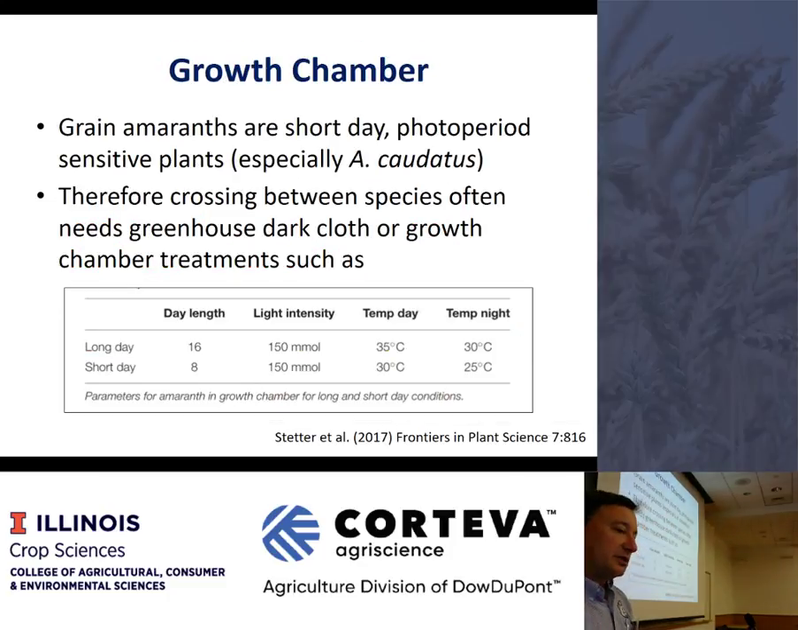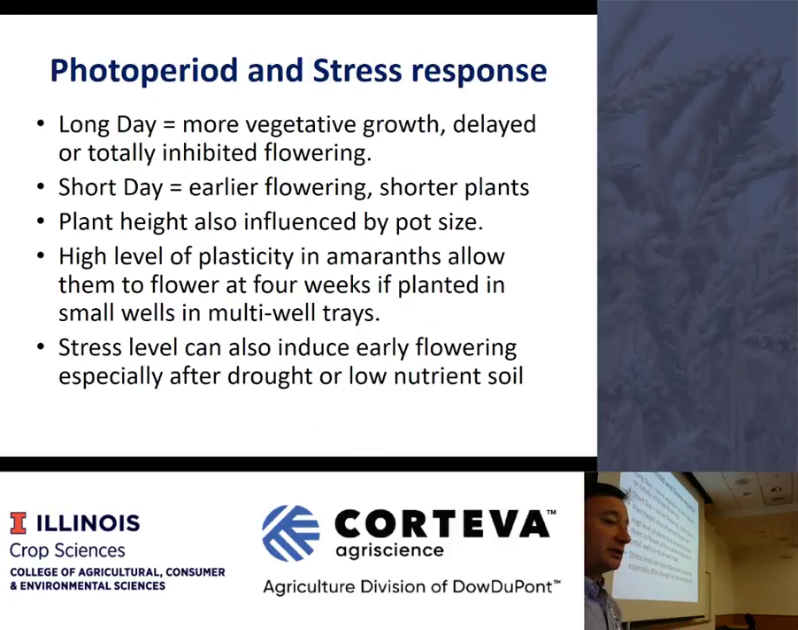I think I'll skip this, but growth chamber experiments modifying day length can get Amaranthus caudatus to flower, and then that cross can be made. So this photoperiod I find equivalent to stress responses. So amaranth plants are very plastic, very able to adapt to many environments, even the cultivars.